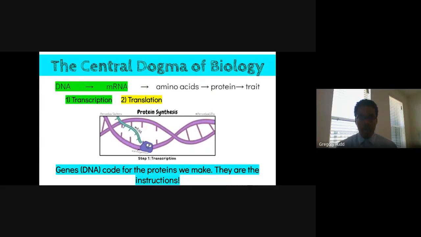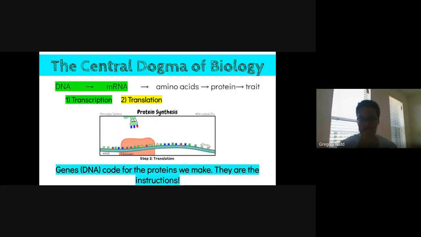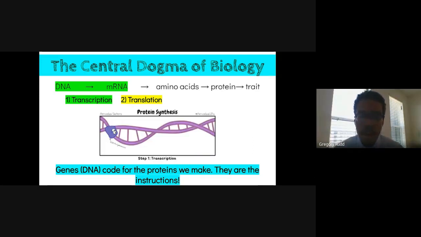It is a tough word. It's not one that you hear often, but a dogma is essentially a principle or a concept that is not up for debate. It's a principle that is supported by so much evidence that we wouldn't really accept debates over it. It wouldn't make sense to question the validity of this concept. And so it's very, very important.